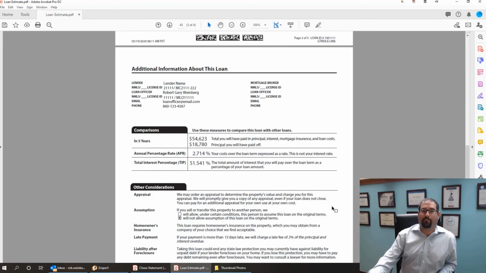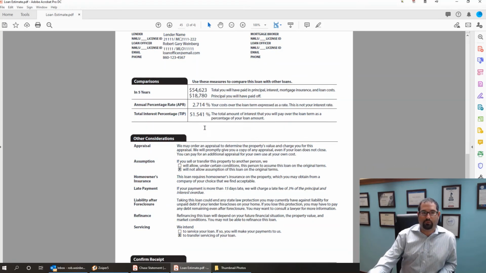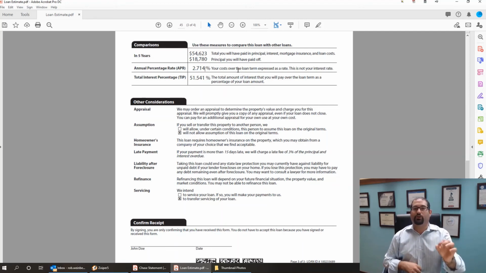All right, so just to wrap up this lesson here, additional information about this loan, we'll have the lender info in the upper left. It'll give you some comparisons about how much money you'll have paid to the loan total over 5 years, and then how much you'll actually pay towards principal over 5 years. Your annual percentage rate is going to be the total cost of the loan. This is not your interest rate.